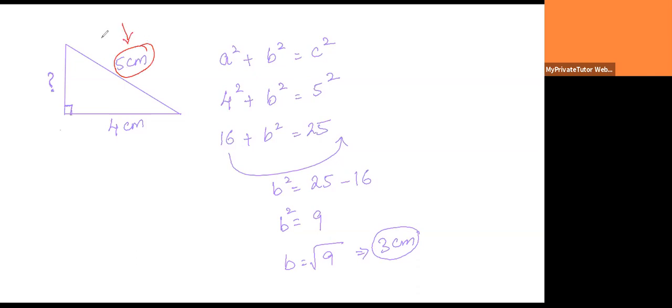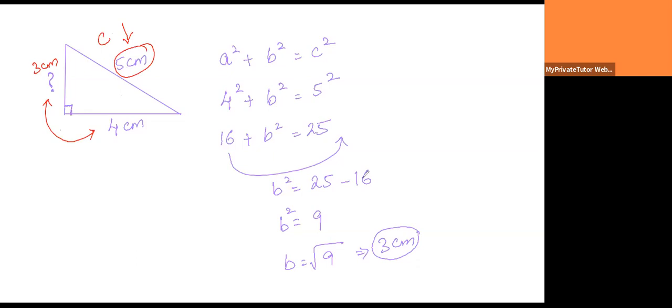But this is always C, okay? We just need to assume the longest side is always C. You can interchange A and B. This height and the base are nothing but the A and B values. You can take it as either. So I hope you guys understand. So these are the basic Pythagoras theorem questions.